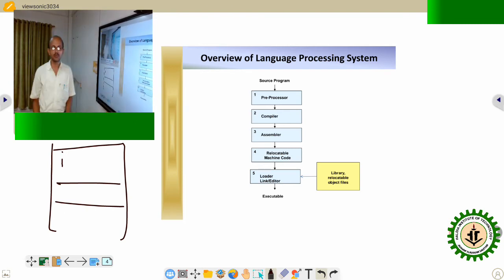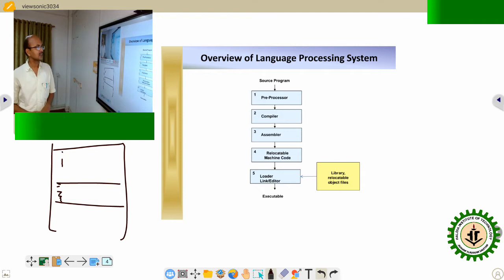Means wherever the free space is, the system determines where to load the machine code, and accordingly all instruction addresses will be set. And so this is why it is called the relocatable machine code. Now the loader and linker.